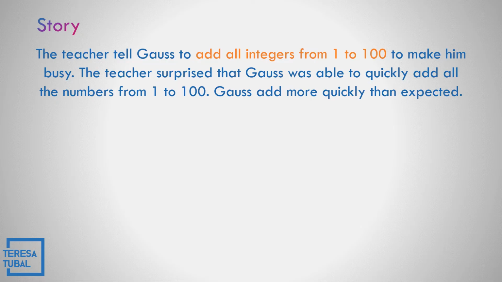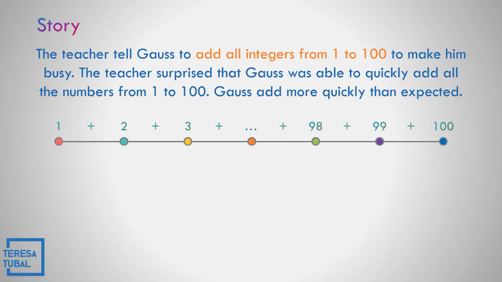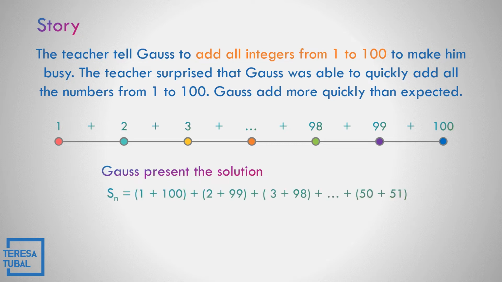As you can see, it's not easy to add numbers from 1 to 100. What do you think is the solution of Gauss to solve those numbers from 1 to 100? Let us present the Gauss solution. As you can see, he added 1 plus 100, the first and the last term. He added 2 plus 99, the second term and the second to the last term. And then 3 plus 98, and so on. And then the middle, that is 50 plus 51.